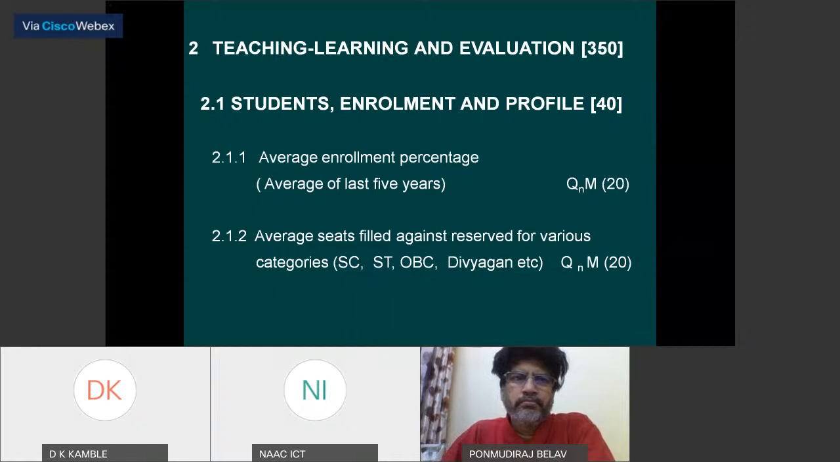Here, for DVV purposes, we need two main important documents. One is the government reservation policy. The institution has to provide that government reservation policy. Number two, how many students were admitted as per the reservation policy, a category-wise list certified by the institution head. Those documents are required.